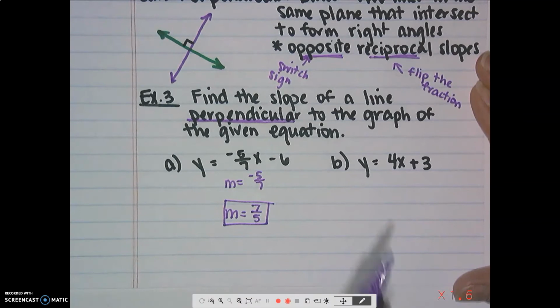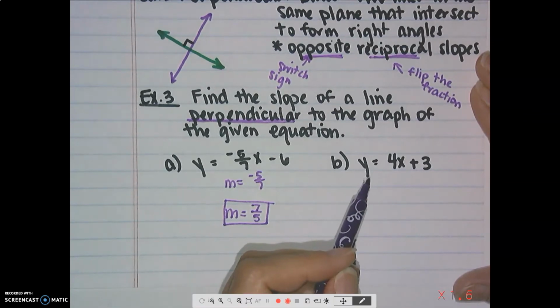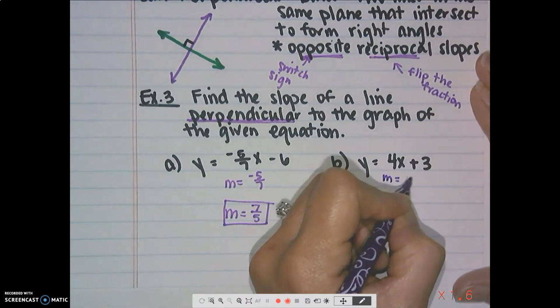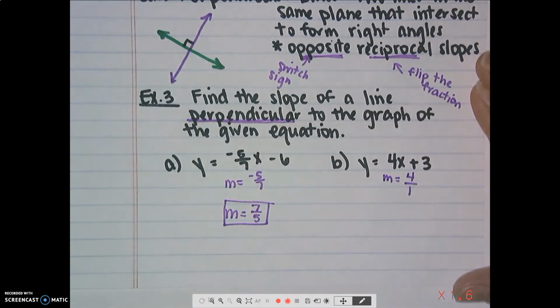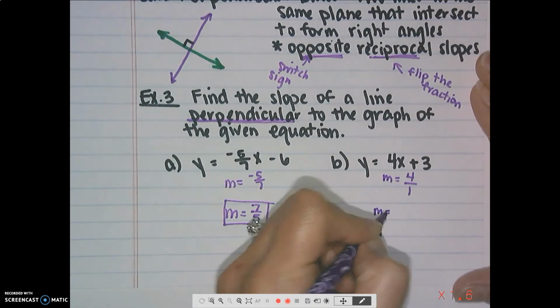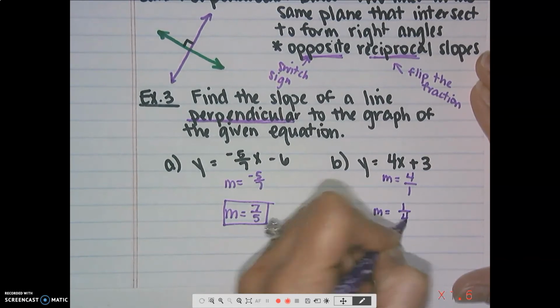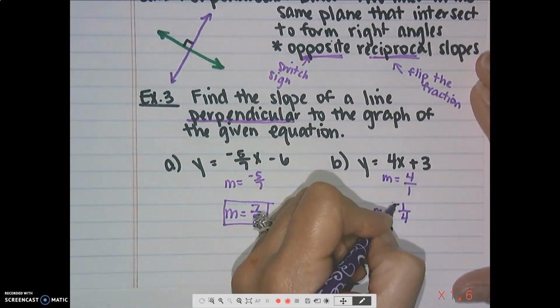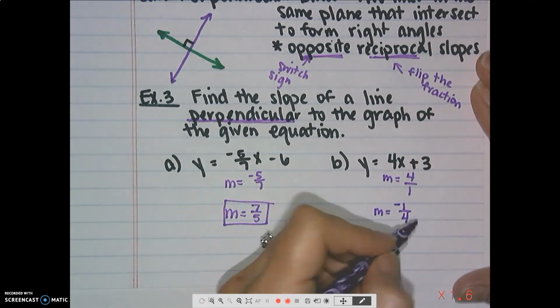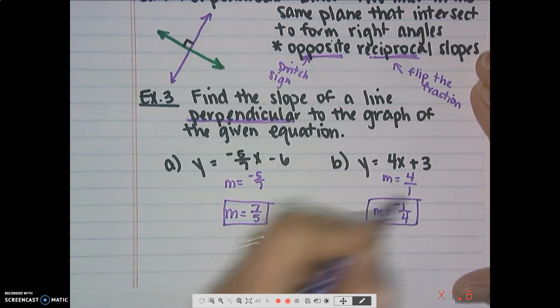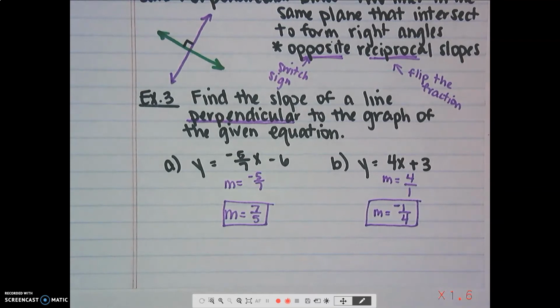Okay, that's our answer. Here we have y equals 4x plus 3. So the slope of this is 4. It also might be beneficial to put in that over 1 piece, because when we flip it, we're going to get 1/4, so that's reciprocal. And then opposite means we're going to change the sign to be negative. So negative 1/5 is the slope of that reciprocal line. Okay.